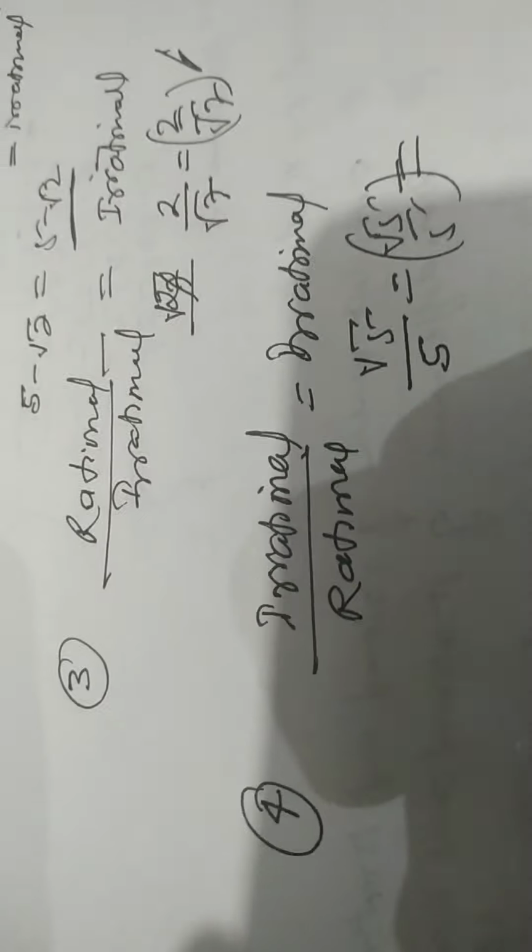That is case number 5. Rational into irrational. Rational multiplied by irrational is equal to irrational. For example, 10 into under root 11 is equal to 10 root 11. That will be an irrational number, right? This is irrational.